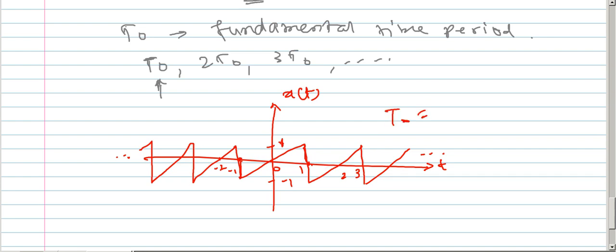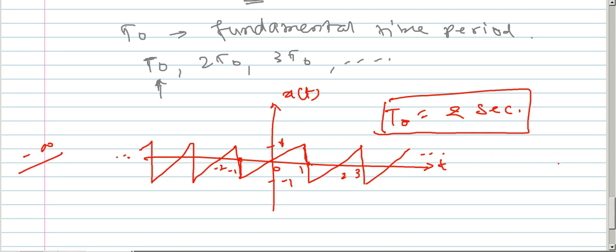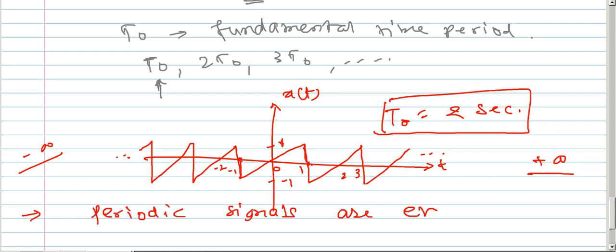So its fundamental time period is 2 seconds. And this is a periodic signal. If we shift this signal by 2 seconds to the right or left, the signal will not change. So we can say that periodic signals start at -infinity and go up to +infinity, meaning periodic signals are everlasting. They are defined from -infinity to +infinity, for every time.